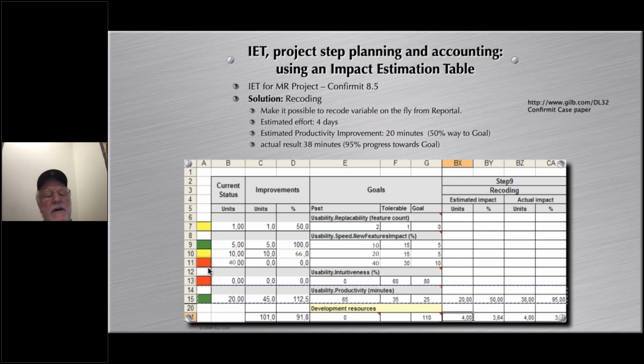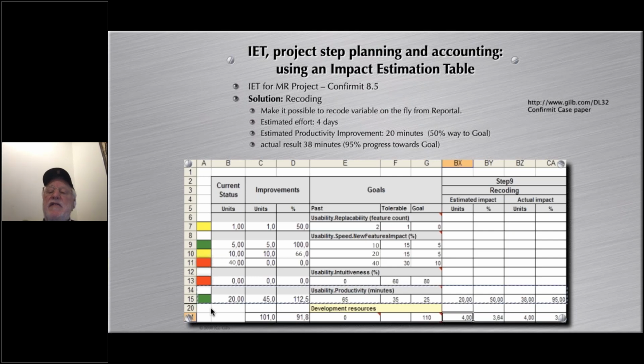These signals here are traffic light signals, where red means we have a problem, Houston. We haven't even reached the tolerable level. We're in failure mode. Yellow means we've reached the tolerable level, but we haven't reached our goal, so we're not successful. And green means we've reached the goal, we are successful. So these are priority signals that signal things that you should worry about on the next step. Say step 10 would be the red ones first, and if no red ones, then the yellow ones. And if everything is green, problem solved.